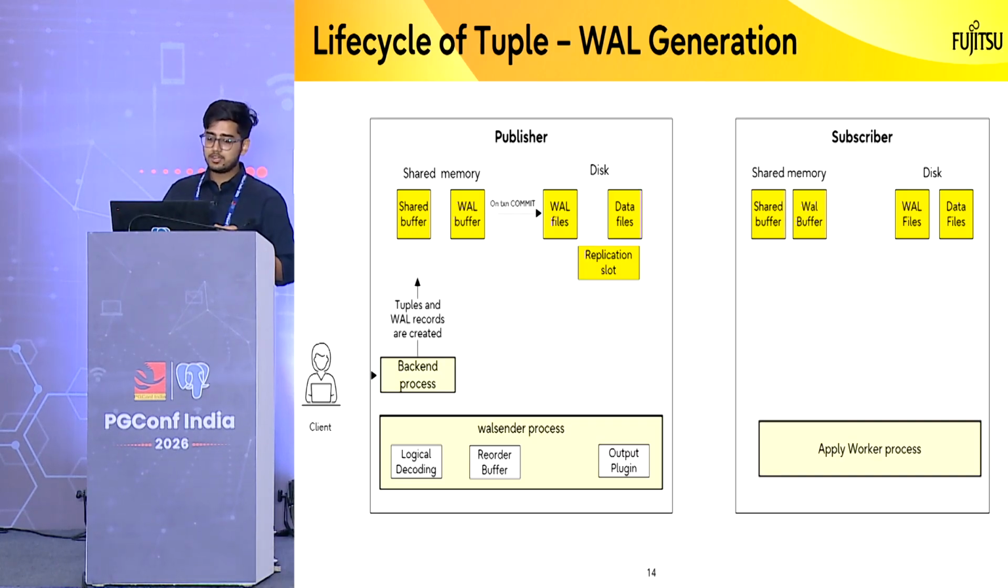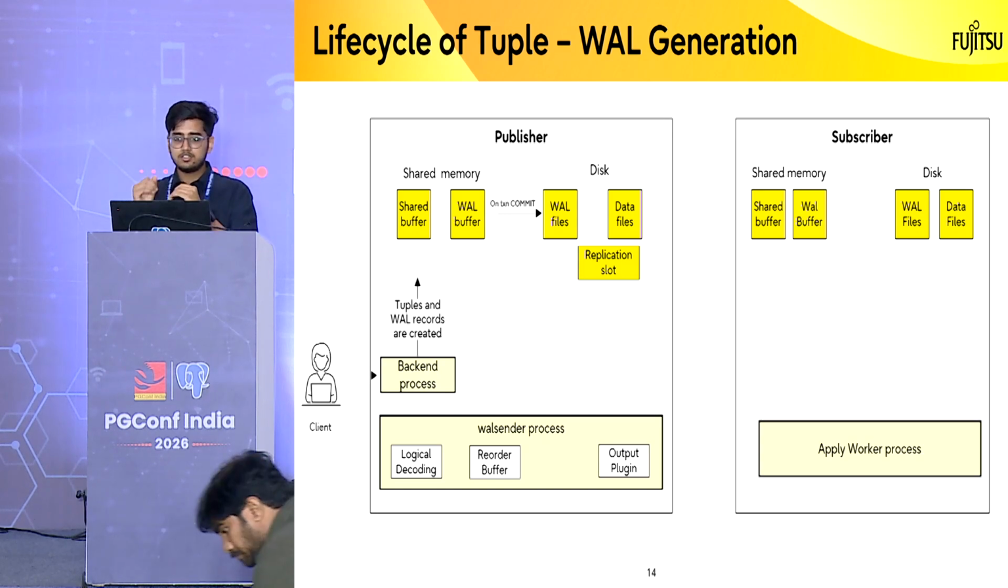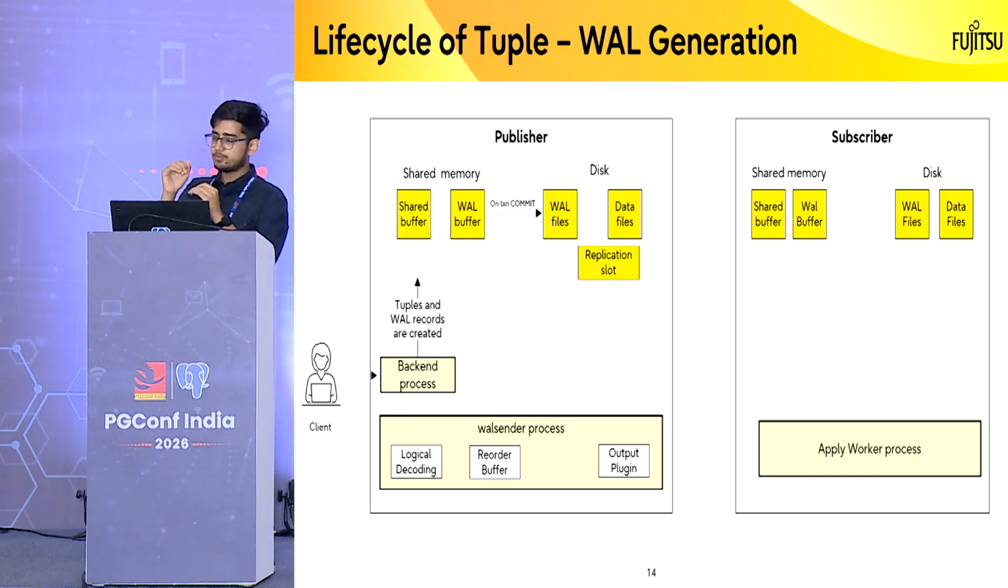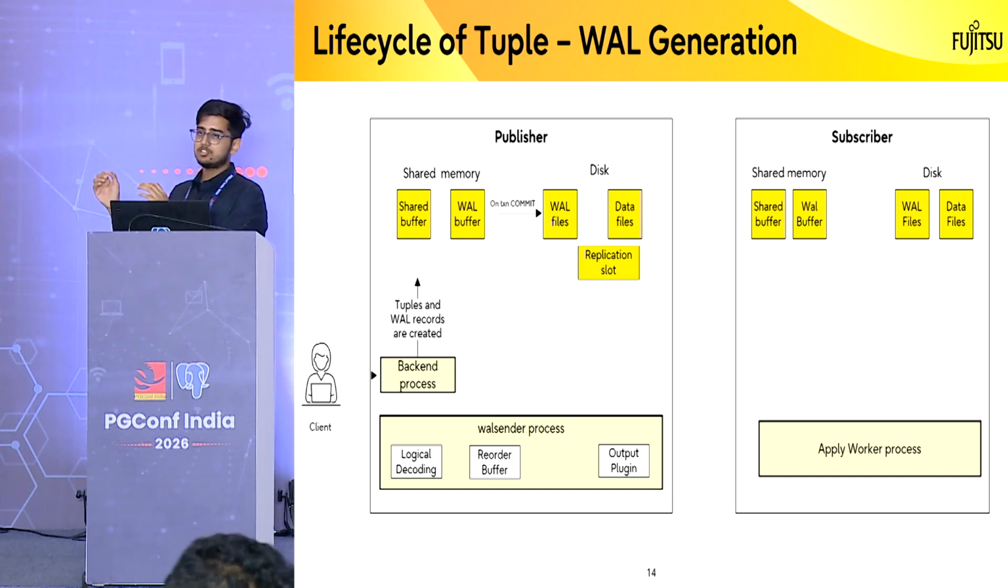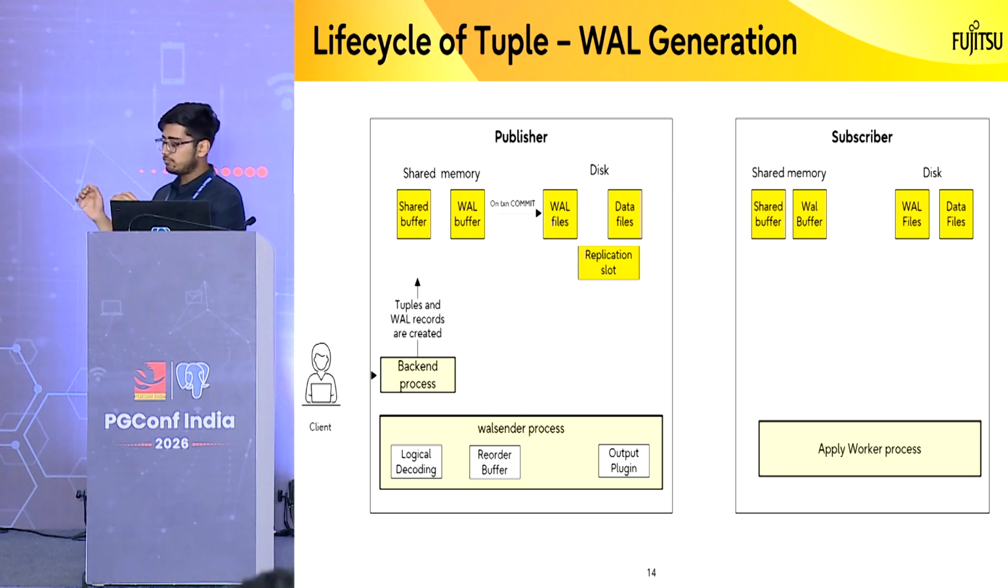Correspondingly, alongside it, the wall records are also generated and stored on the wall buffers. And once this transaction is committed, the wall records present in the wall buffers are flushed to the disk inside the PG wall folder.